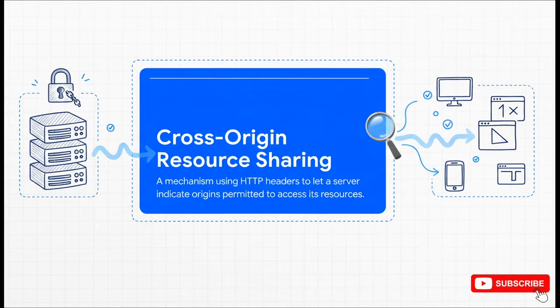CORS is basically a browser security mechanism that lets a server say, hey browser, that same origin rule, it's cool, you can relax it, but only for this specific website. It uses special HTTP headers to give permission for a web app at one origin to get resources from a server at a totally different one.